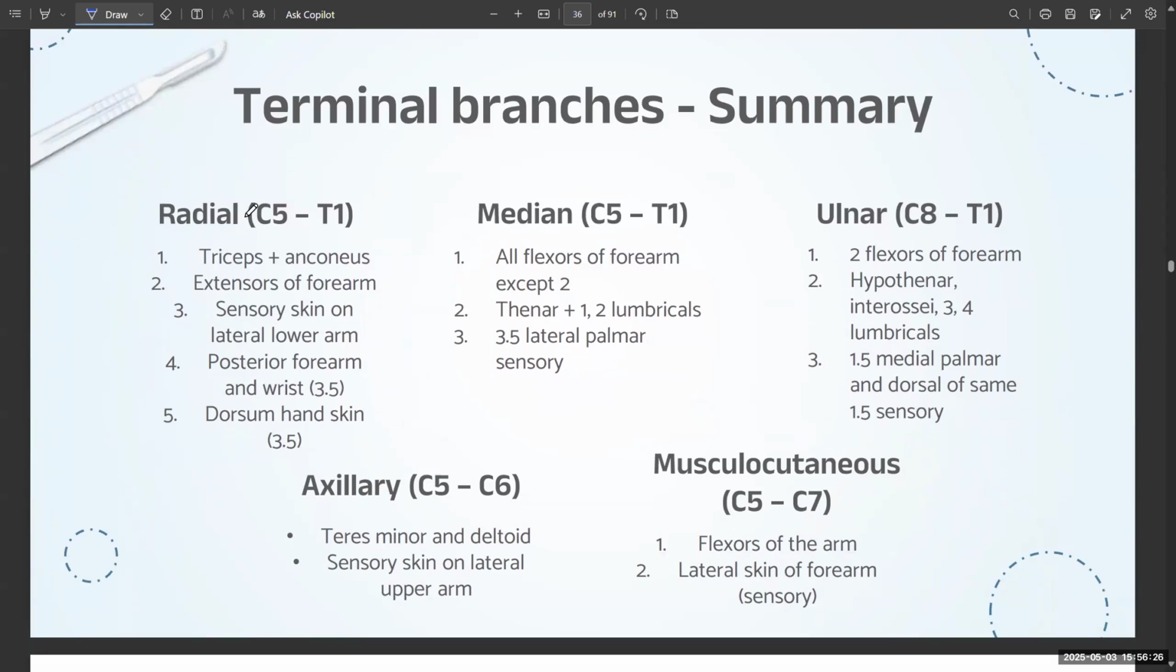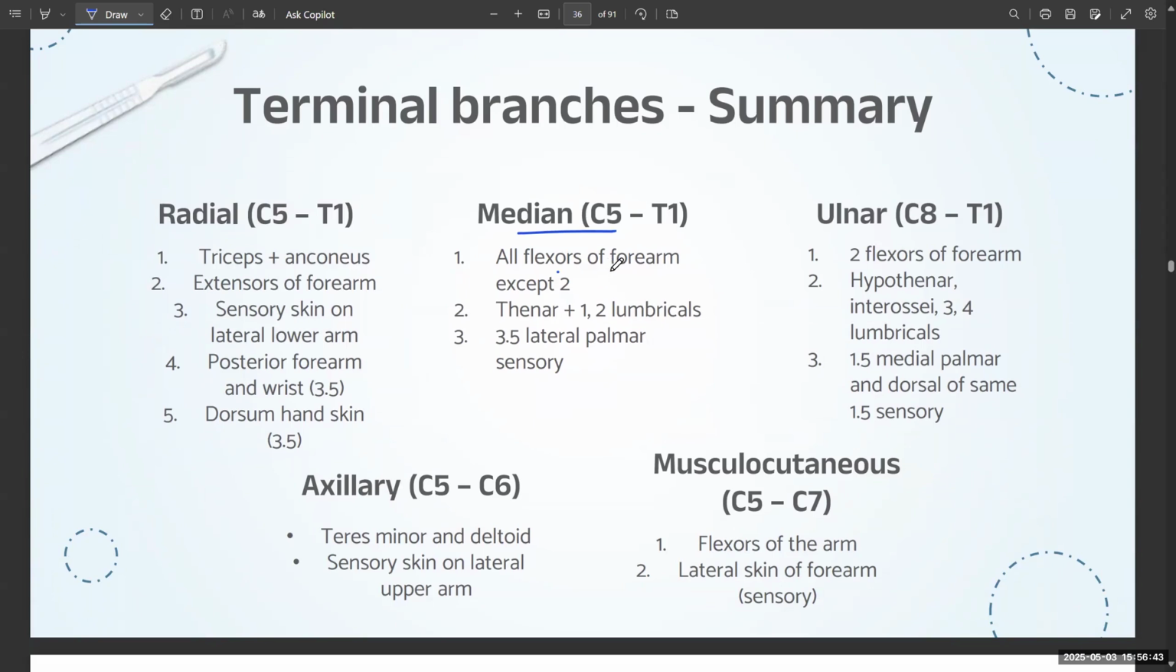Okay. So we just talked about the radial nerve. It supplies the triceps, anconeus in the arm, extensors of the forearm, sensory skin on the lateral lower arm, posterior forearm and wrist, and also the dorsum hand skin, 3.5. Okay, which means the lateral 3.5.